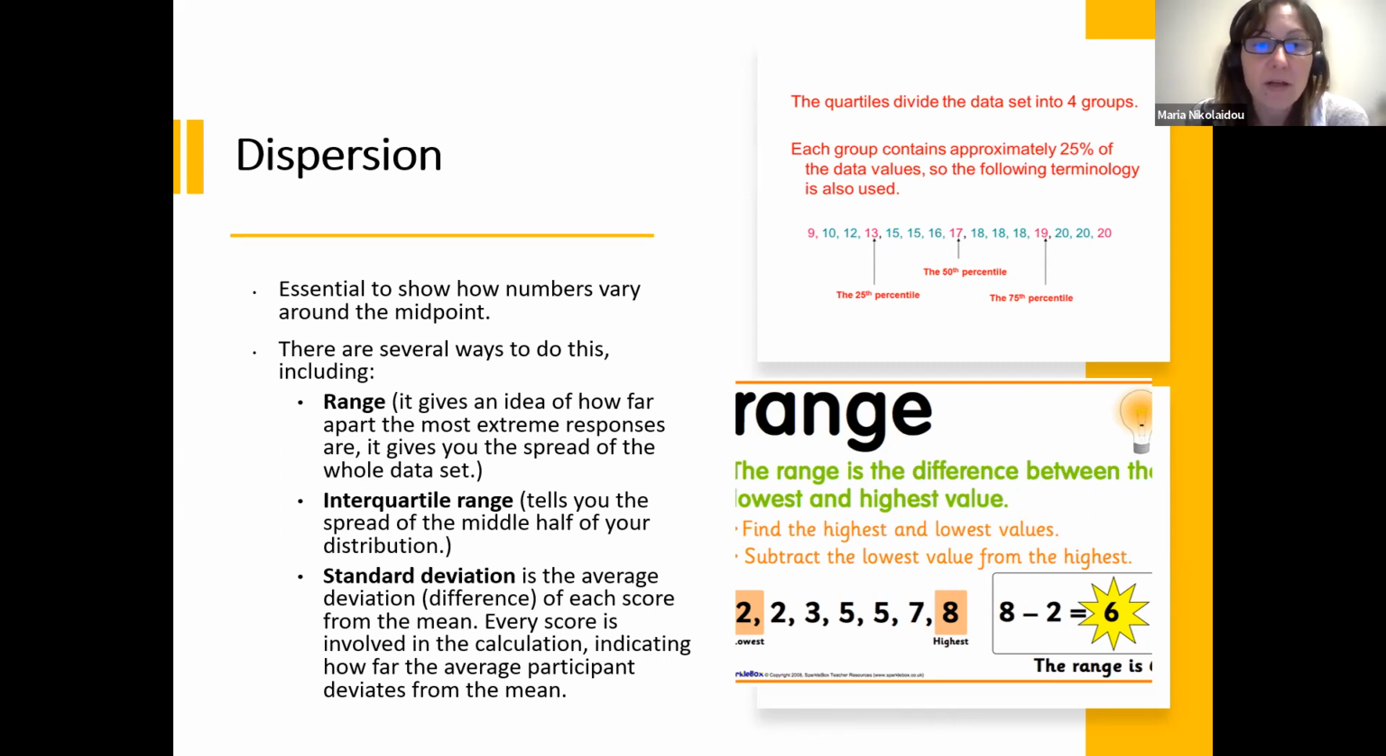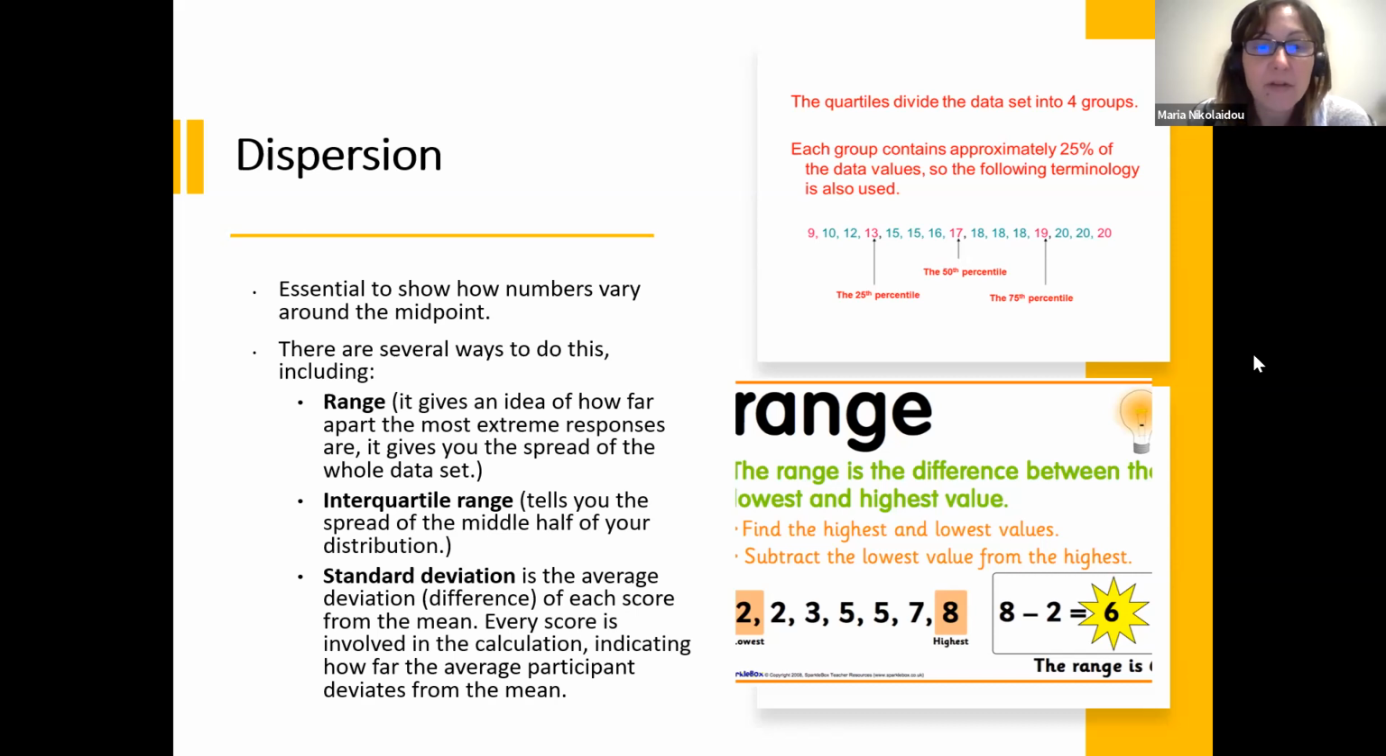We also have the interquartile range, which tells you the spread of the middle half of your distribution. The quartiles divide the data set into 4 groups, and each group in theory contains approximately 25% of the data values. So we have, for example, the 25th percentile, the 50th percentile, and the 75th percentile. The interquartile range is the values between the 25th and 75th percentile, so in this case between 30 and 19.